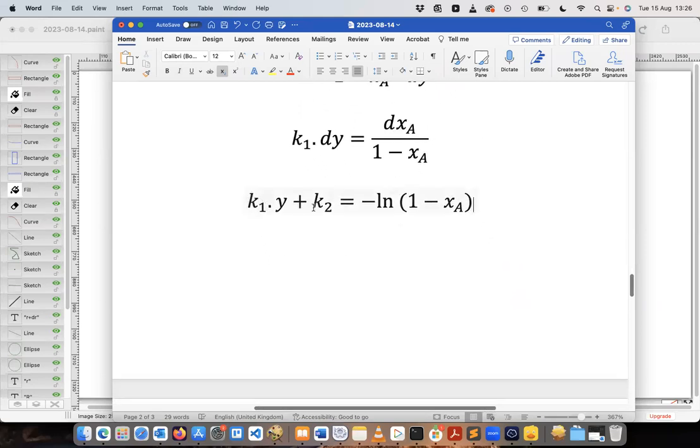And of course, it's got these two constants of integration. We're going to use the boundary conditions to evaluate those constants. Just to pause there, any questions or comments so far?